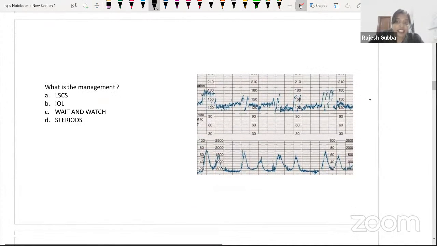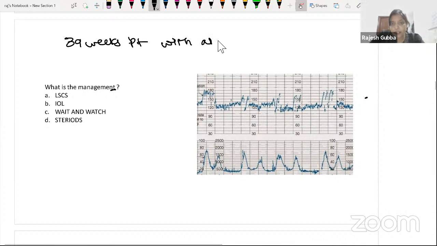Oh, they have given us a CTG, and they're asking us what the management is. So I'll put the summary of the question so that you can read the CTG and answer accordingly. Okay, so it is a 39 weeks patient with abruption. How is the CTG? You should tell, with or without fetal distress.